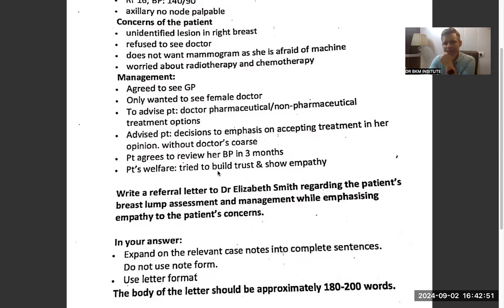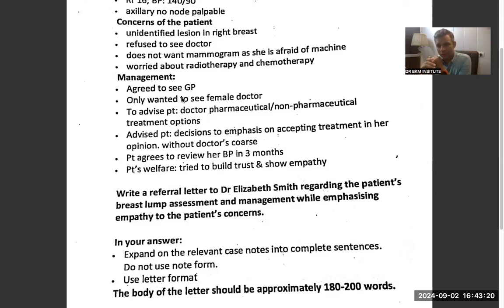Now the only advice is about assessment and management and pharmaceutical and non-pharmaceutical treatment options. Decisions to emphasize on accepting treatment in her opinion without doctor course. I don't know what it is. So never write what you don't understand. Try to build trust and show empathy. So you don't have to, it's part of the management we have done. So we have made her agree to see the GP, but she only wants to see female doctor. We have already written.